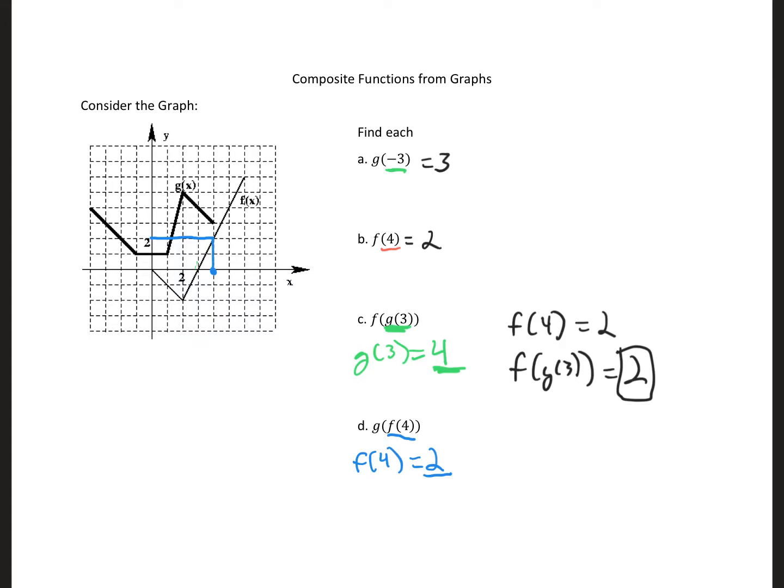So that means if I'm asking you to find g of f of 4, I really want to know what is g of 2. If we go to 2 on the input axis and find the vertical height of g of x, that is a vertical height of 5. g of 2 is 5. So g of f of 4 is actually equal to 5.